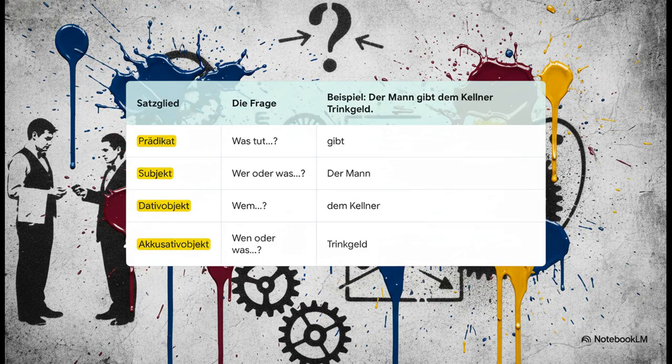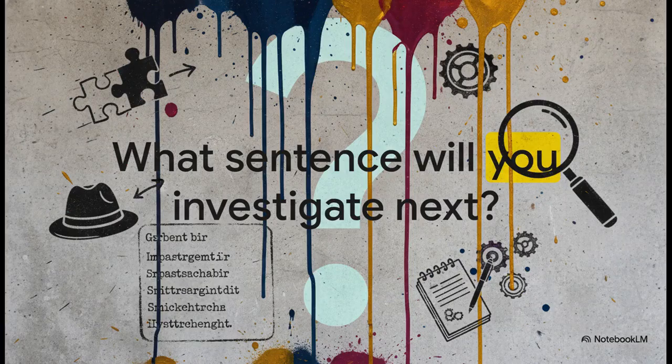See how that works? You know, we started with a totally jumbled puzzle, and now you have the complete detective's toolkit. You know how to spot the building blocks, and you know the exact questions to ask to figure out what each one is doing. So I guess the only question left is, what sentence are you going to investigate next?